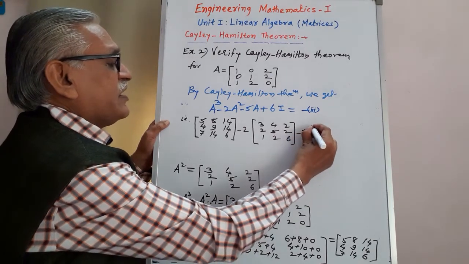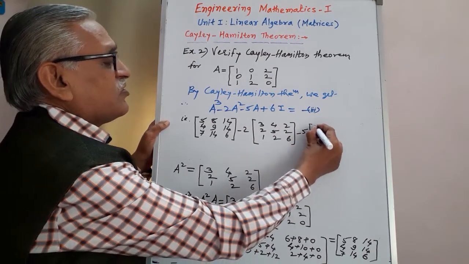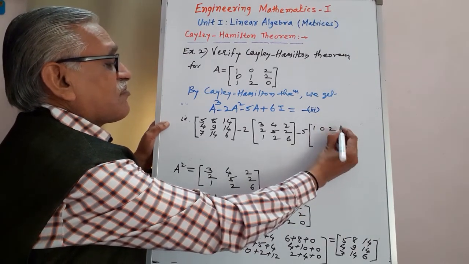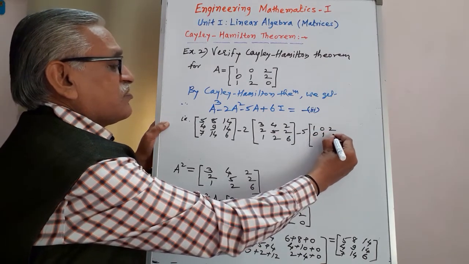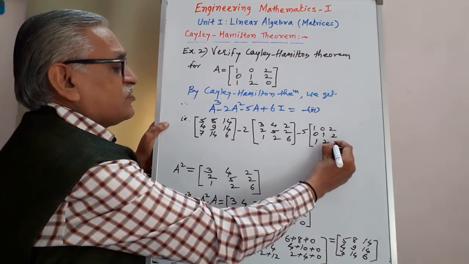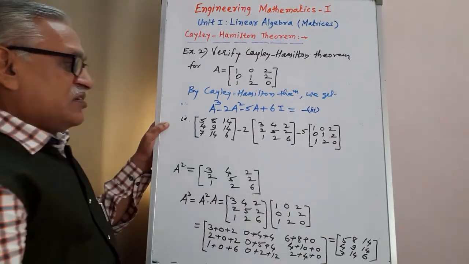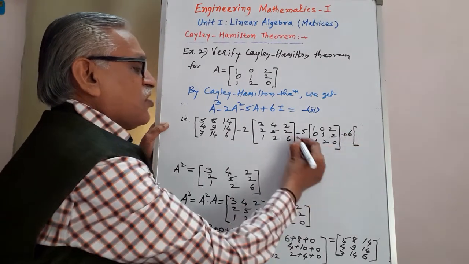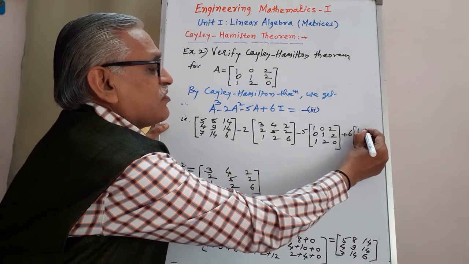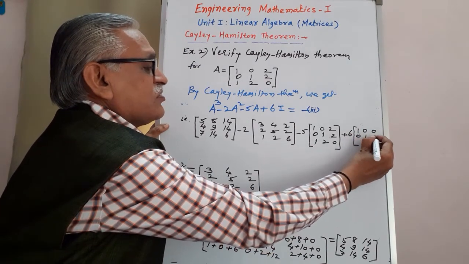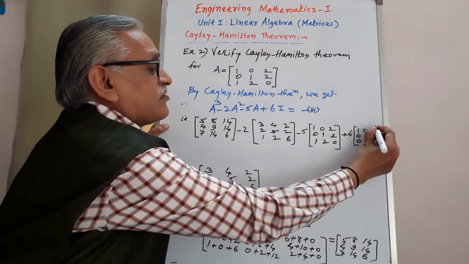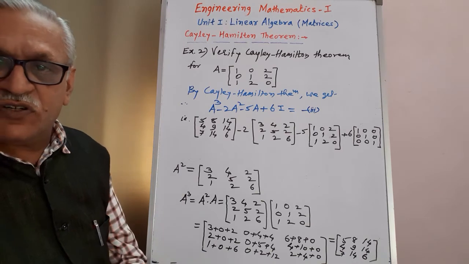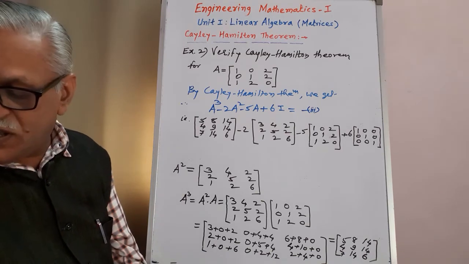Then minus 5 times A, that A matrix is 1, 0, 2, 0, 1, 2 and 1, 2, 0, plus 6 times I, means identity matrix of same order, and therefore elements are 1, 0, 0, 0, 1, 0 and 0, 0, 1. And we have to take the addition of all this. And if that sum is 0, then we can say that the theorem is verified.